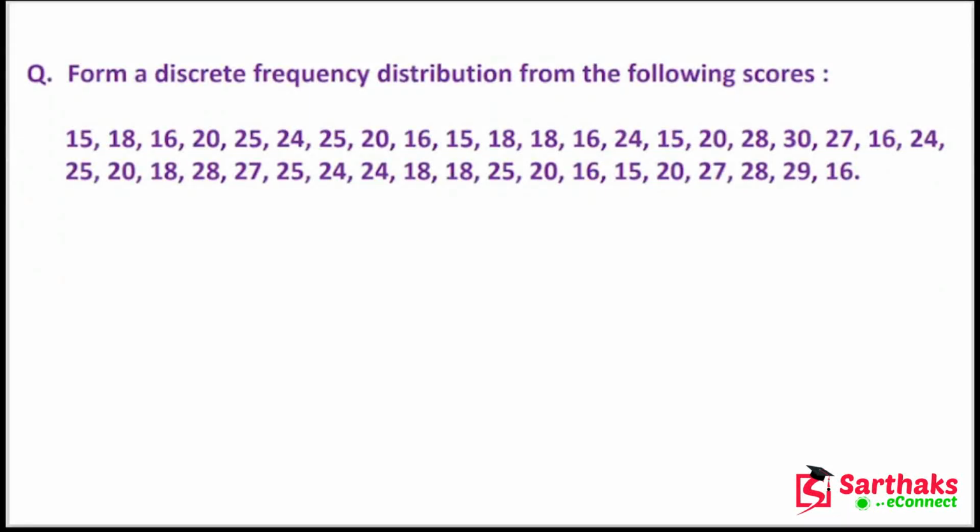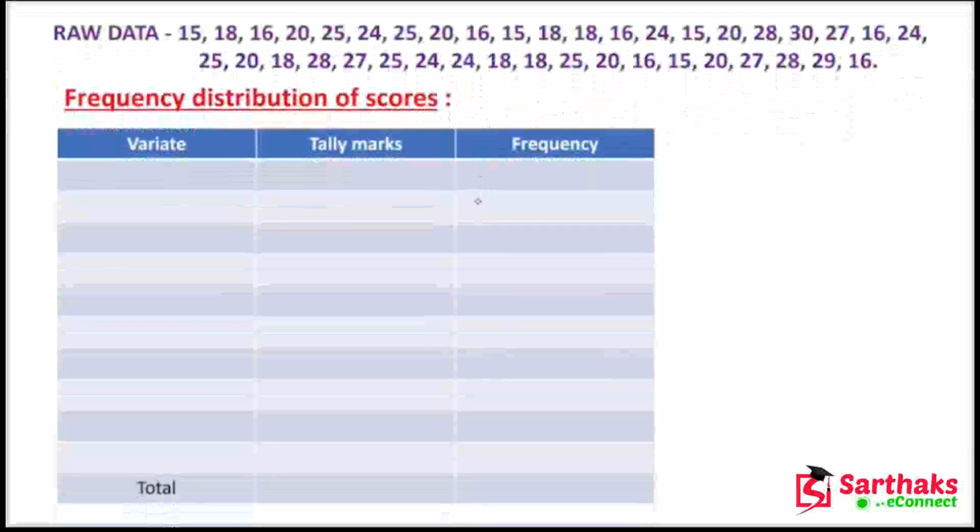Now this question says that we have to form a discrete frequency distribution, taking individual data points from the following scores. So we have to form a frequency distribution table. You can write the name of the table as frequency distribution for scores or anything like that. So let us take this raw data and start counting the data points. After seeing the data points, we find that the smallest data is, I think, 15. So we can start the variate. What is variate? Variate means the scores. In the previous question it was age.